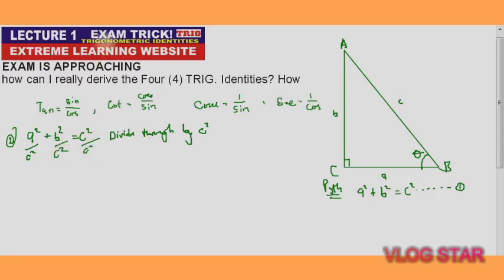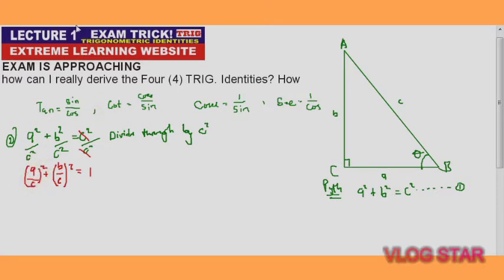Now what we have here is that c squared cancels c squared, which gives 1 on this side. This other side will have b over c all squared, and plus a over c all squared. Sorry, I'm writing from the reverse.